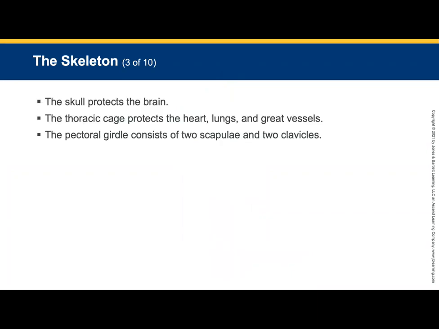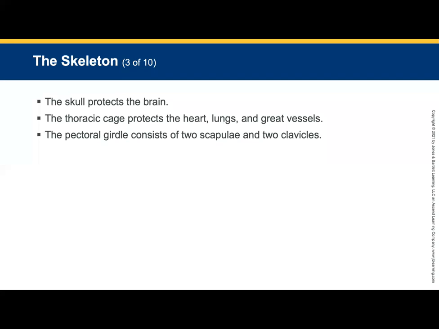All right, so the skull is a solid vault-like structure, and it surrounds and protects the brain. So we know we have to have something there that protects our brain, that gives it its protector. It has its own built-in hat, and that's what the skull does. The thoracic cage protects the heart, lungs, and the great vessels. The lower ribs protect the liver and the spleen.